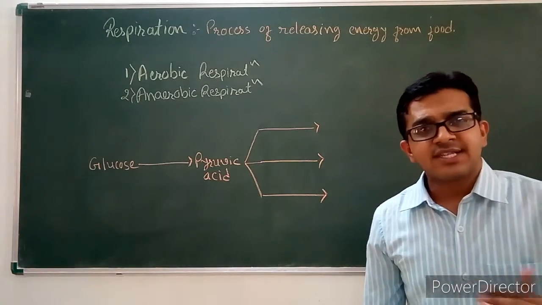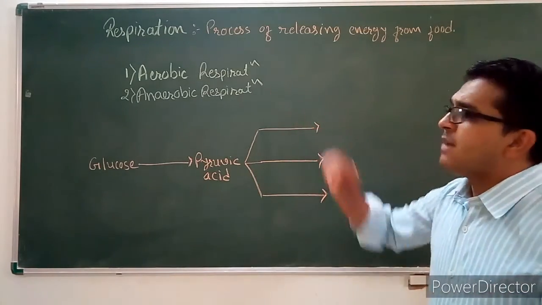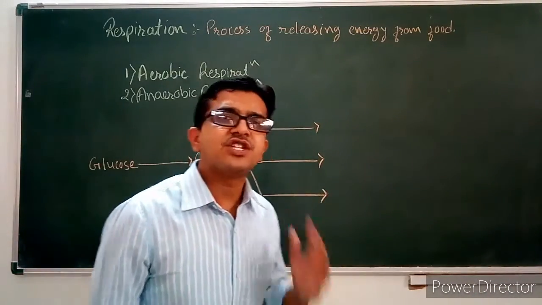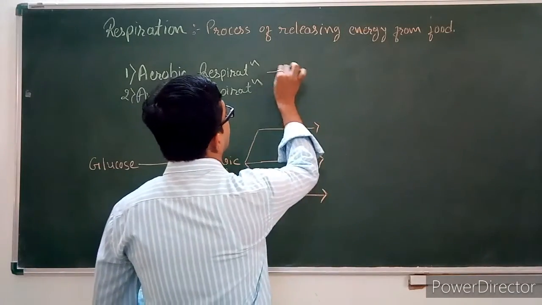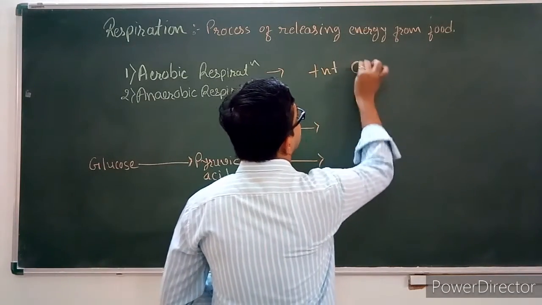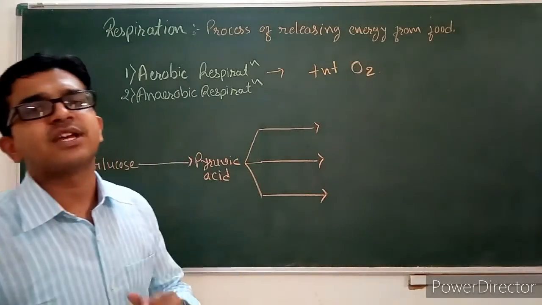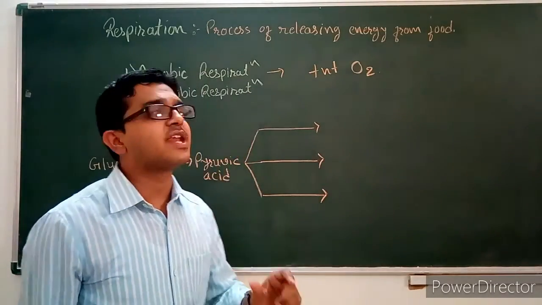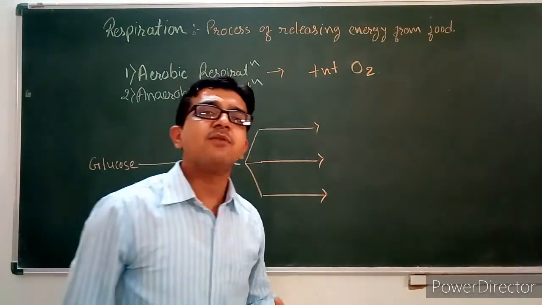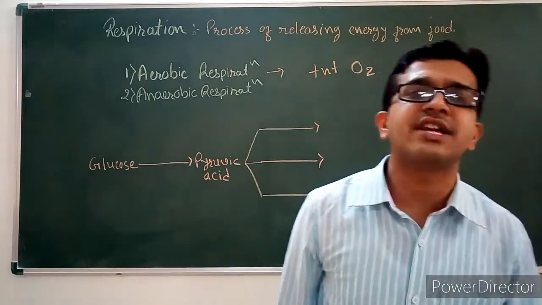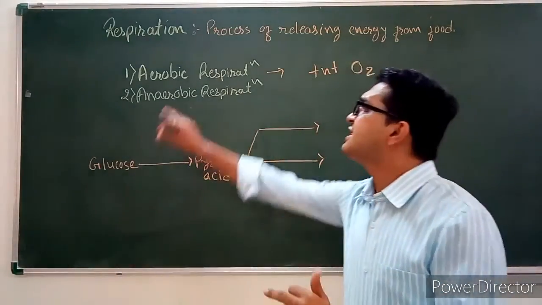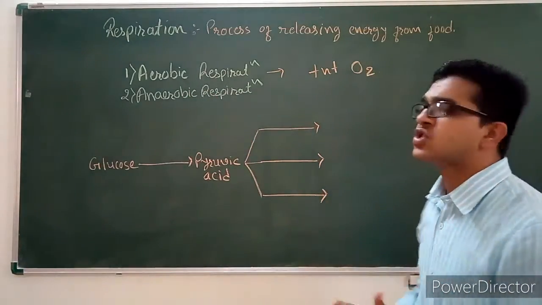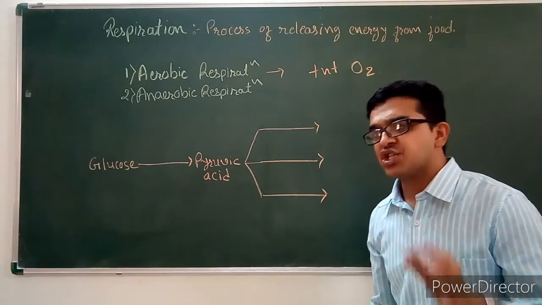Now, what is aerobic and what is anaerobic? Start with aerobic respiration. Aerobic respiration is a type of respiration process which takes place in the presence of O2. The respiration process which takes place in the presence of O2 is called aerobic respiration. Aerobic respiration is also called cellular respiration. Why? Because this process takes place inside the cell. So that's why it is also called cellular respiration.